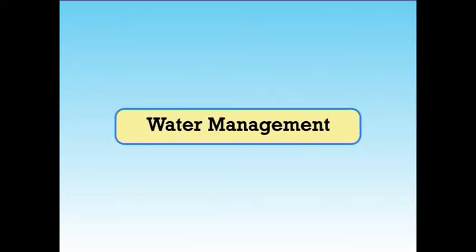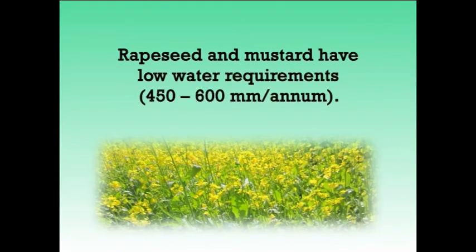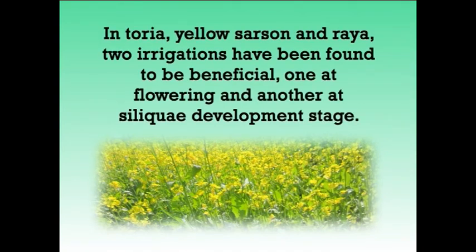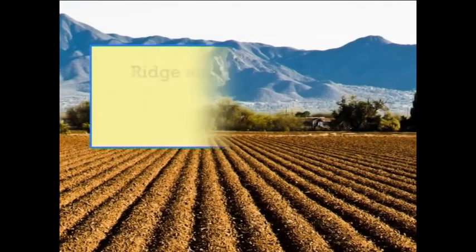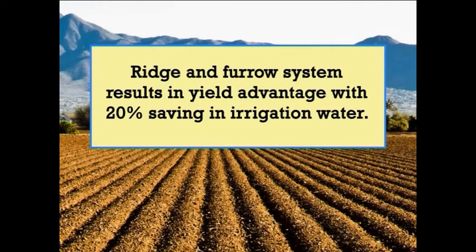Now let's discuss the water management for this crop. Rapeseed and mustard have low water requirements, that is 450 to 600 millimeter per annum. In toria, yellow sarson and raya, 2 irrigations have been found to be beneficial, one at flowering and another at siliqua development stage. Excessive water at a later stage of crop growth reduces the yield by inducing secondary flowering and lodging in the crop. Ridge and furrow system results in yield advantage with 20% saving in irrigation water.